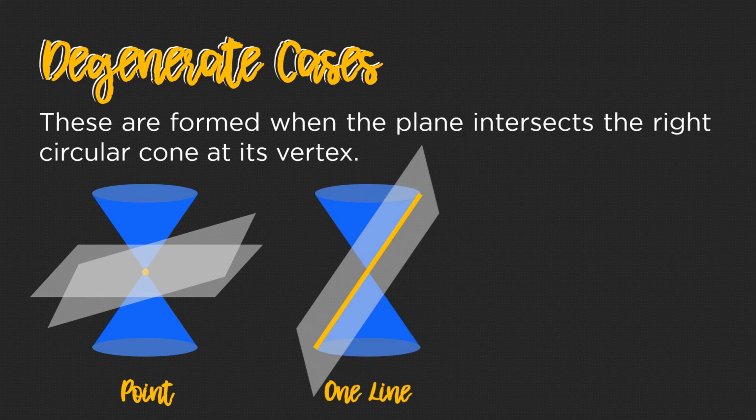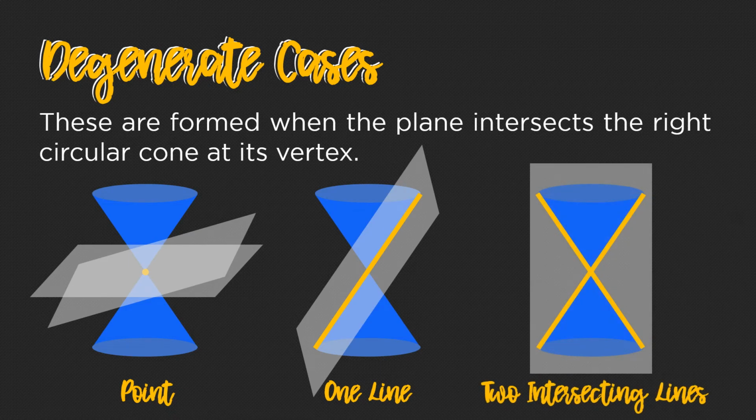The second one is one line. It is a degenerate case of a parabola. The last one are two intersecting lines. This is a degenerate case of a hyperbola.